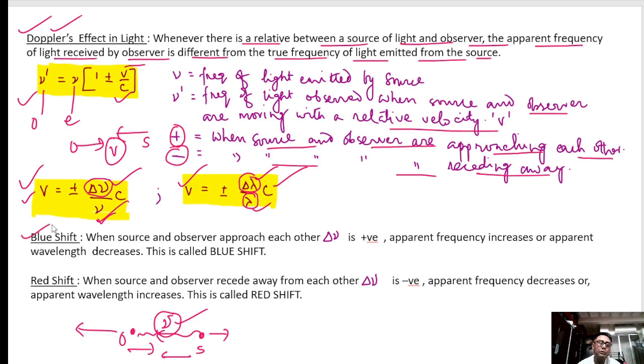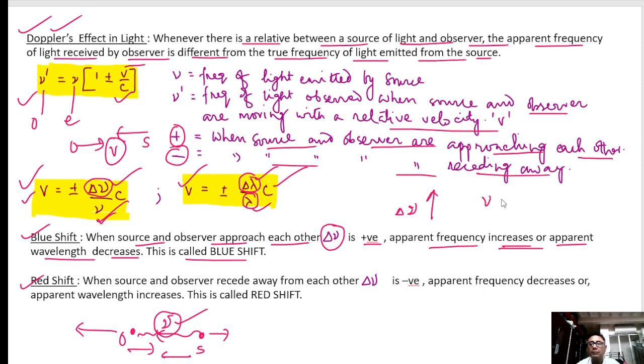Next comes blue shift and red shift. What is blue shift? When the source and observer approach each other, we know that this will be taken as positive. The change in the frequency is taken as positive. The apparent frequency increases or apparent wavelength decreases. Okay, so apparent frequency will increase, and we know v equal to f lambda.